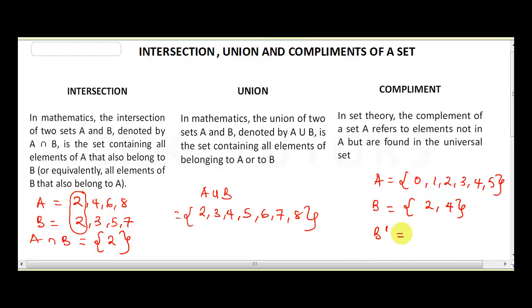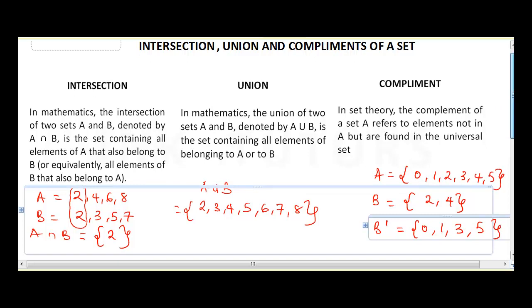So what is the complement of B? Remember we said complement is the elements not in that set but can be found in the universal set, or the parent set. Now what elements cannot be found in B here? We're going to say 0, 1, 3, and 5. So B complement is actually 0, 1, 3, and 5.